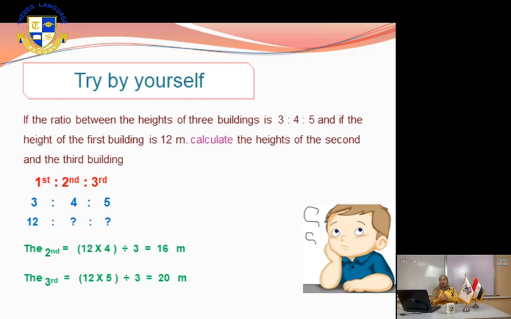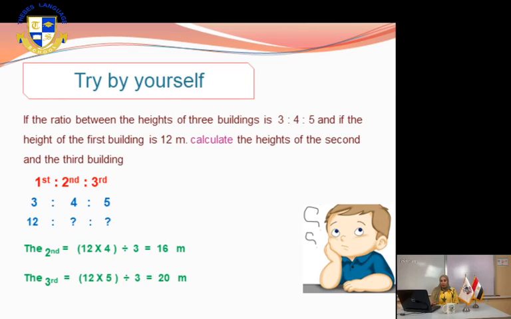Start to multiply and divide. Solve your problem. The second building will be 12 by 4 divided by 3. It will be 16 meters. The third building will be 12 by 5 divided by 3, it will be 20 meters.